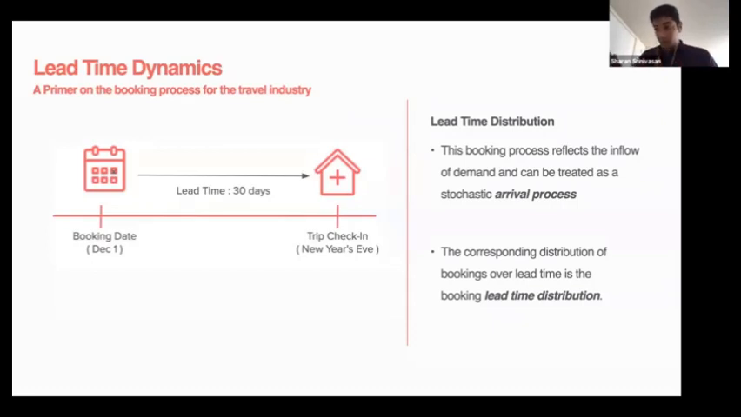Guests will continue to make bookings for New Year's Eve as time progresses going towards New Year's Eve, and can make bookings right up to the end. This booking process reflects the inflow of demand and can be treated as a stochastic arrival process, as in a standard queuing theory formulation. And the corresponding distribution of bookings over lead time would be termed the lead time distribution of bookings.